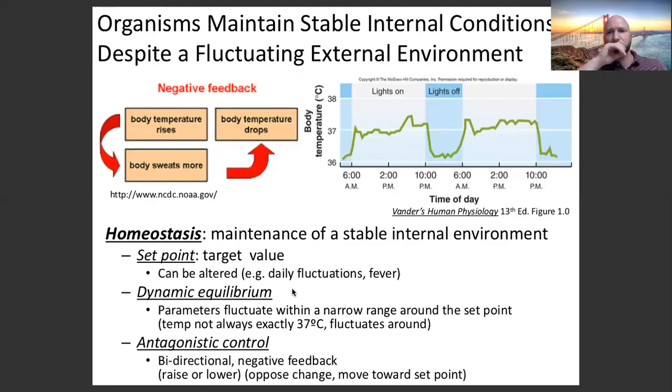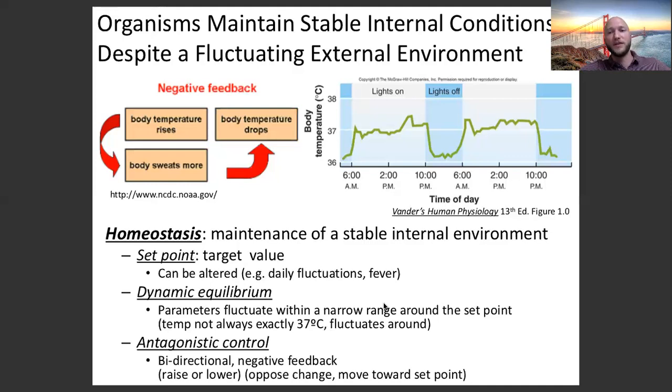You have a set point for your blood sugar levels. Your body's going to fluctuate around that point. It's going to have a dynamic equilibrium right around that target point. Body temperature, you're going to have a dynamic equilibrium right around that body temperature. So temp is not always exactly 37 degrees Celsius. It fluctuates around it. Your body temperature might go up to 37.001 degrees and then drop down to 37, then drop down to 36.9997. It's going to fluctuate around that point, dynamic equilibrium.